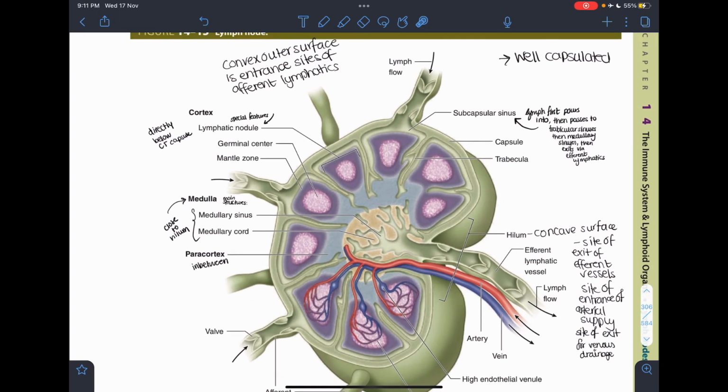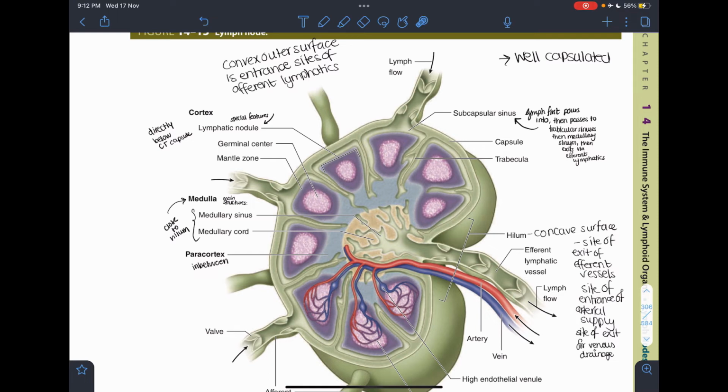As you can see here, the afferent lymphatics are located on the surface of the convex outer surface, and it's the entrance site for lymph. It directly comes into contact with the subcapsular sinus that we talked about. After the lymph enters and comes into contact with the subcapsular sinus, it passes to the trabecular sinuses and then the medullary sinuses, and then it leaves via the efferent lymphatics.